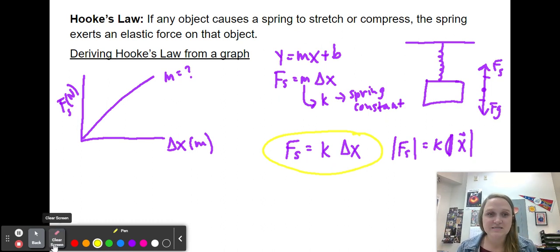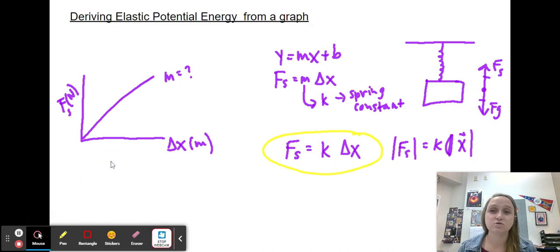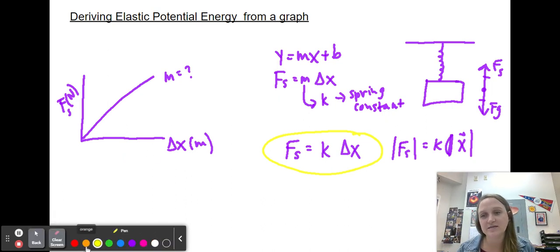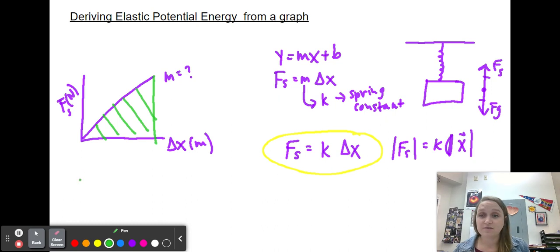So let's use this idea of Hooke's law, and we're really going to jump into deriving elastic potential energy. I'm literally going to keep this information up because we're going to use this. Now, we learned in our work lesson that work is equal to the area under a force versus displacement graph. So work would be this area here. So we know that the change in energy is equal to work. Now looking at this, I know that my work is going to be 1/2 my base times my height.